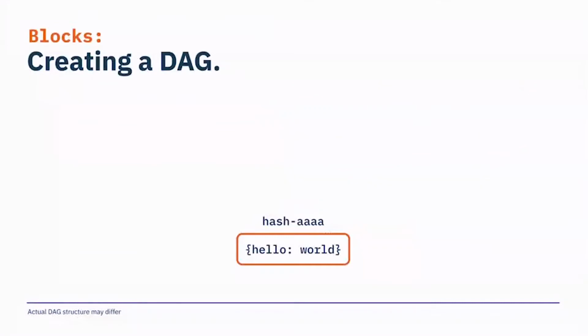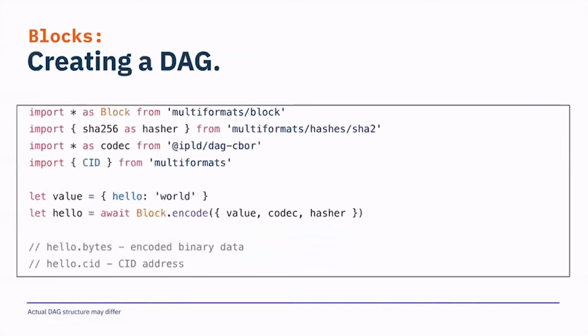Let's dive right in though now. Let's have some fun. Let's create a little DAG. So first we start with our first leaf node. This is just some data, like a little hello world object here. And that's going to get a hash-based address.